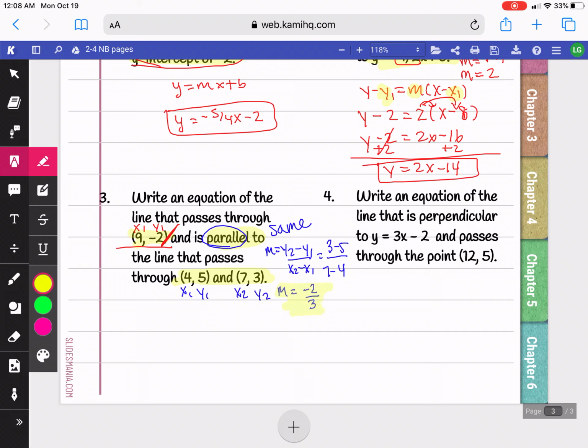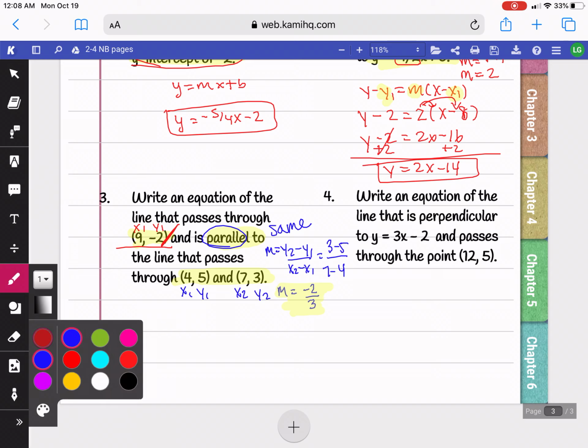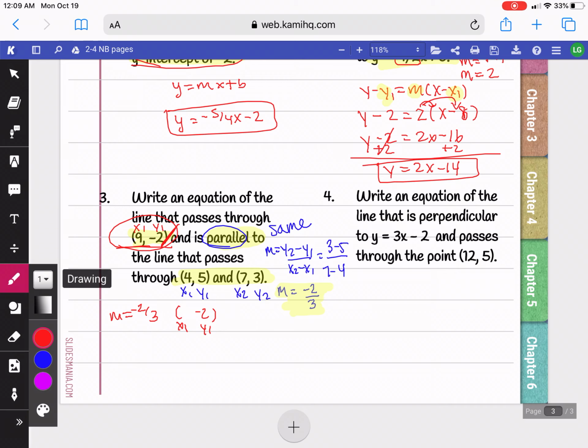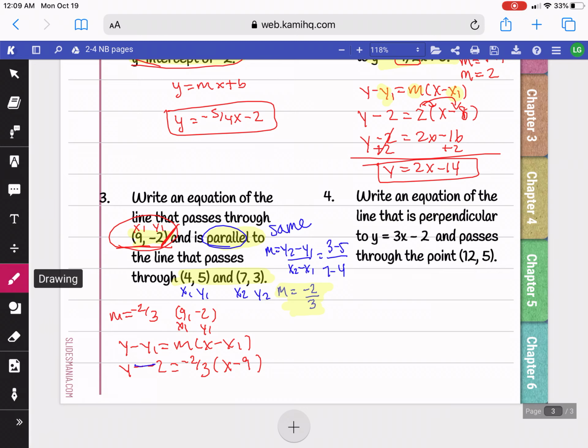So now that I know my slope, and I know the point that the new line goes through, I can use point-slope form. So I'm just going to organize my information here. The slope of the parallel line, m, is negative 2/3. And the point that this line goes through is (9, negative 2). So that's my x1, y1. So now I can use point-slope form. So I have y minus, y1 is negative 2, my slope is negative 2/3, then x minus, x1 is 9. Here, since I have a double negative, I'm going to change it to plus.